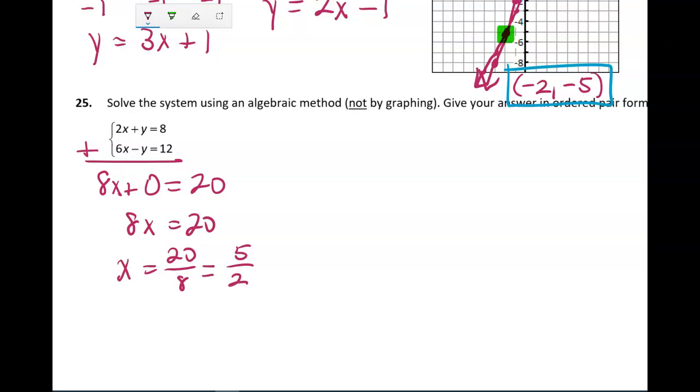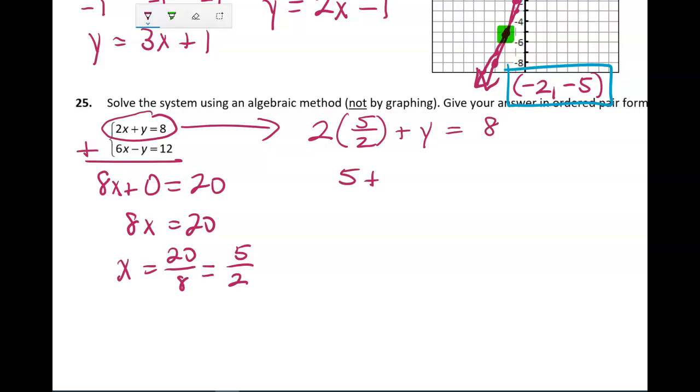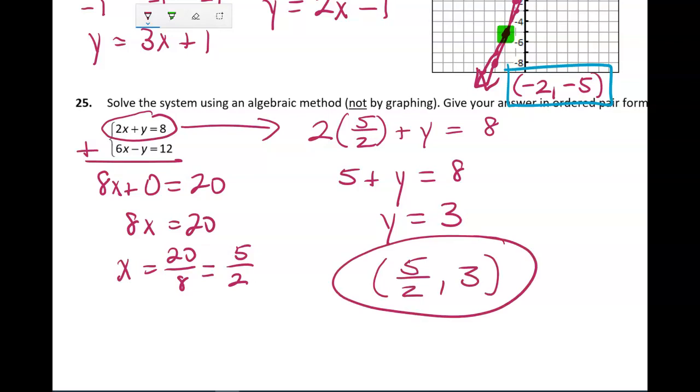And so let's plug that into either one of the two equations. I'm just going to pick the top one. So 2 times the x value plus the y value equals 8. 2 times 5 halves is 5. So 5 plus y is equal to 8. Subtracting 5, that's 3. So it looks like we've got a solution of (5/2, 3). And you could certainly do that one by substitution if you wish instead.